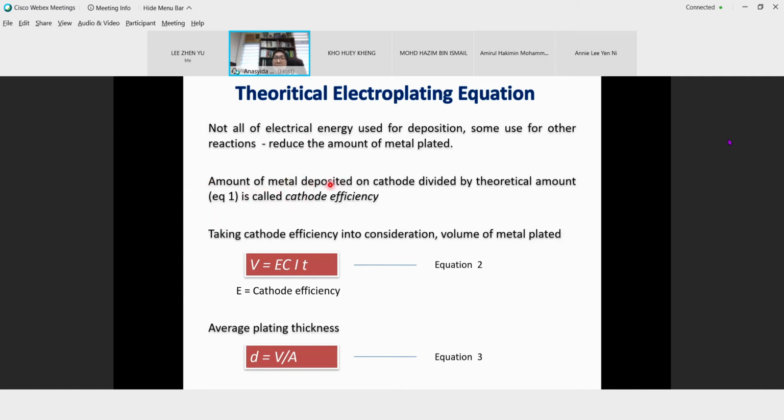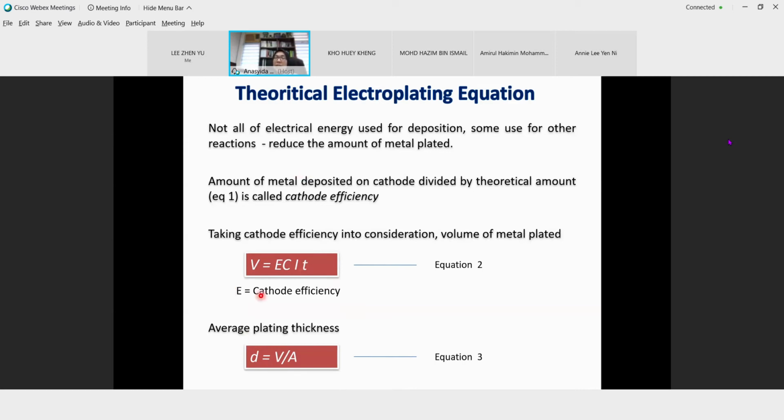So we can add the cathode efficiency: the amount of metal deposited divided by the theoretical amount. Maksudnya kita kira theoretical dengan amount yang deposit. So we can get the cathode efficiency. So we plug this into the first equation, equation 1. So equation 2 becomes the volume of the coating equal to E, the cathode efficiency, times C, the plating constant, times current I and time T. So this is the equation they use to calculate the volume of the plating.